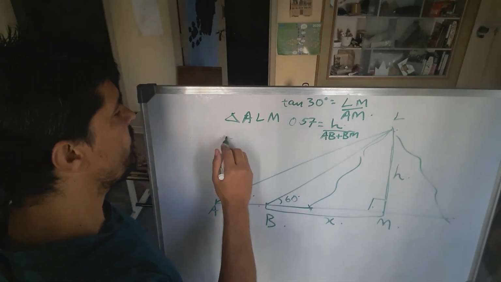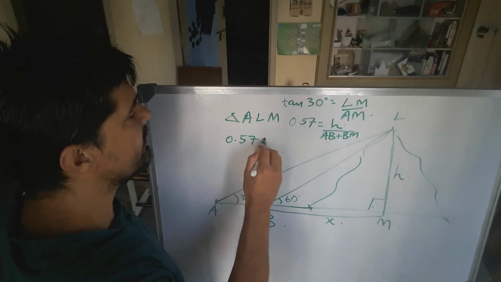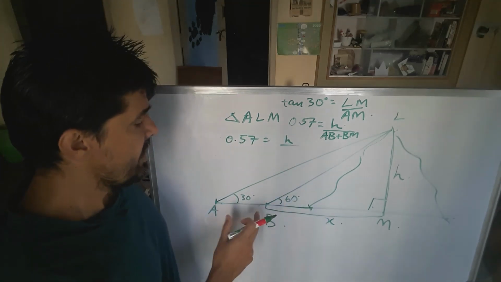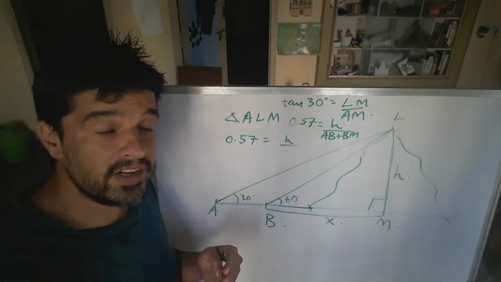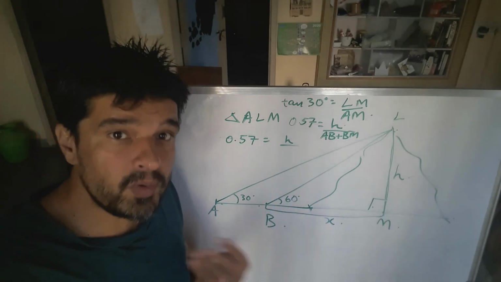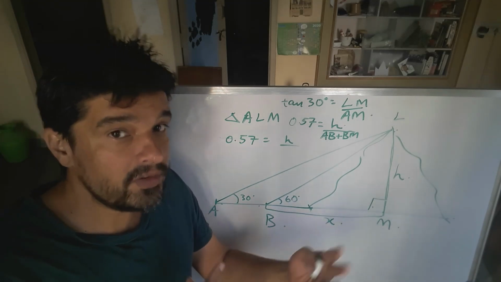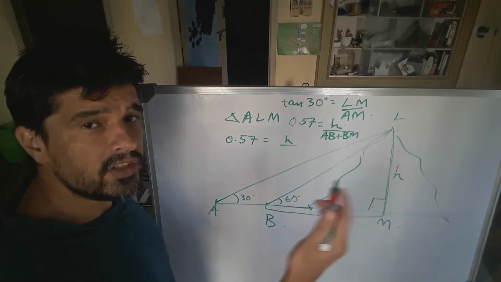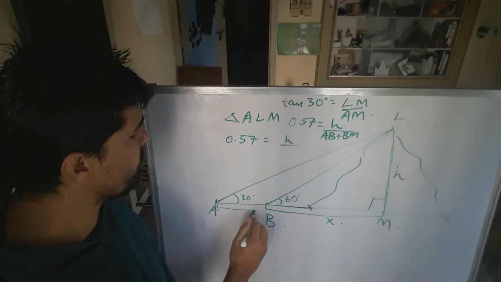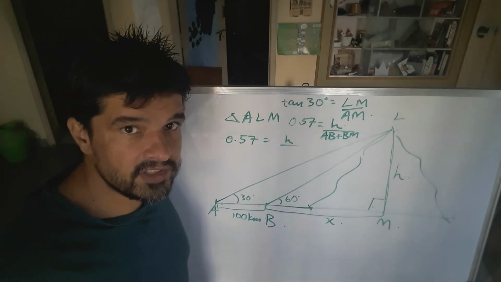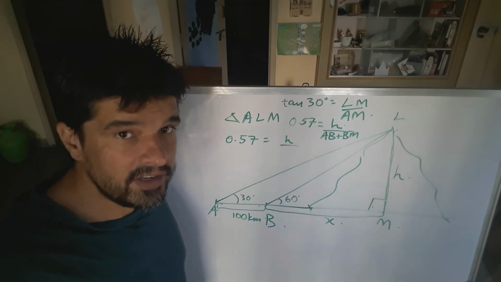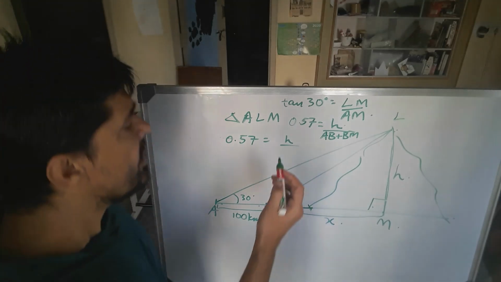All right. So we have 0.57 is equal to H by, now AB is the distance between the two theodolites. This can be known. This is up to us. We can put the theodolite wherever we want. So let's say the mathematician chose to put the theodolites at a gap of 100 kilometer. For an example, let's say chose to put it at a gap of 100 kilometer. All right.